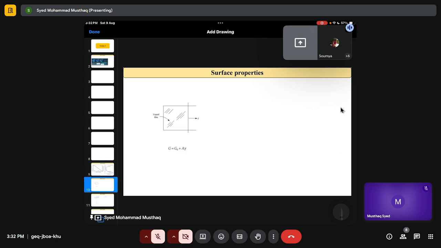Now how do I define my surface energy? Sir has also described two terms: one is surface tension and another is surface energy. These two are more or less related to the surface characteristics of any material, liquid or solid. When we talk about liquids, we talk about surface tension, and when we talk about solids, we talk about surface energy.